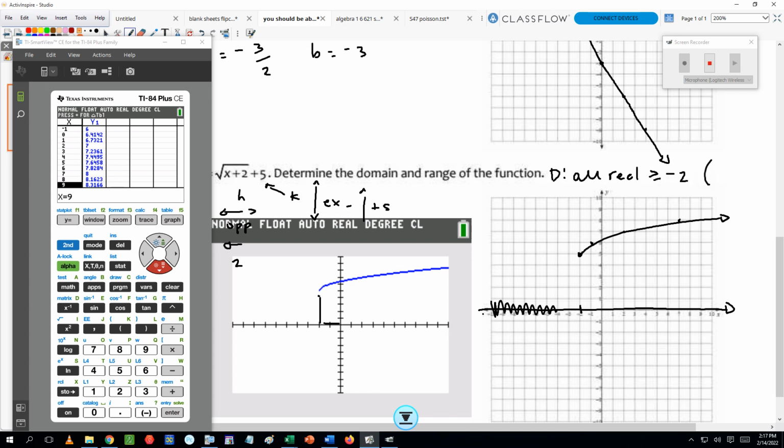Or you could say x is greater than or equal to -2. Your range is, as we move up from the bottom to the top, we're not using any of the y's until we get to this level right here. Your range is all real numbers greater than or equal to 5. Or you could say y is greater than or equal to 5.